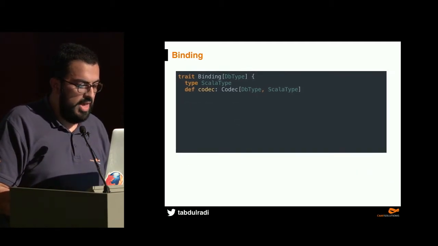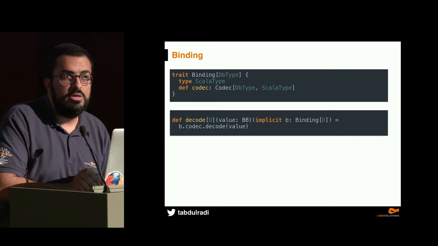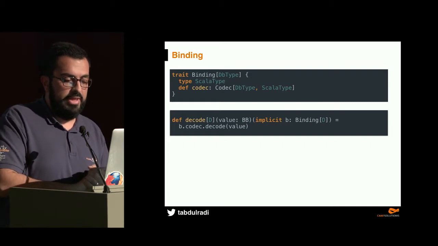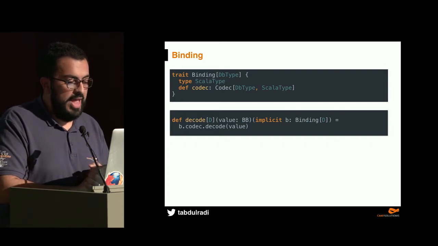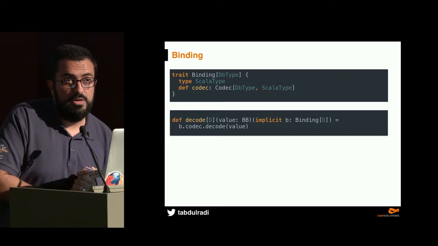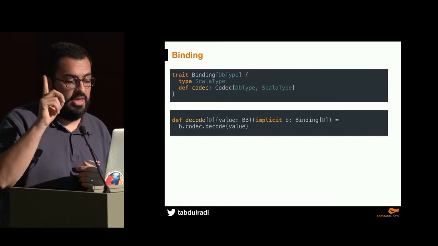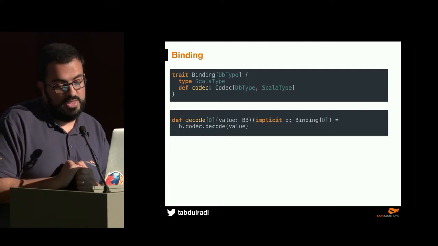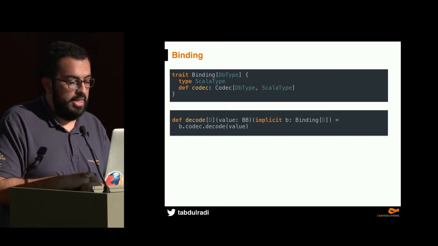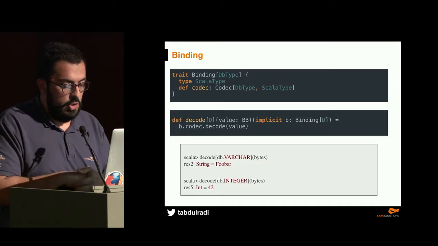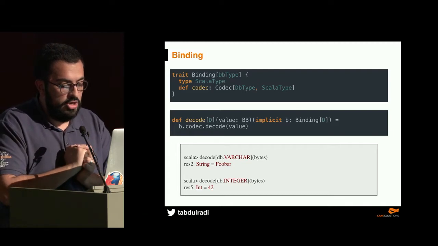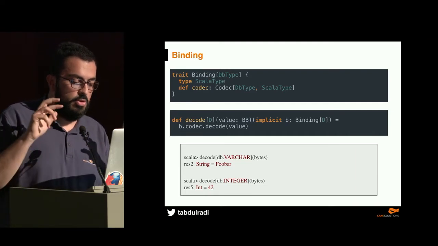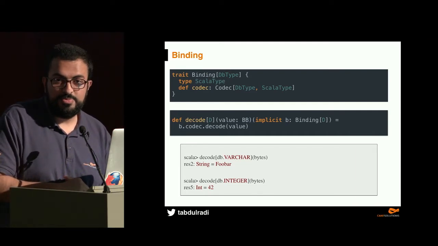Then let's use that. We're gonna redefine our decode function. Instead of using codec directly, we're gonna use binding. So now this decode accepts only one type parameter. Our developer is gonna write one thing, the database type, then give us the byte buffer, and it's the compiler's job to find the correct binding for us. Let's call it. Calling it with a varchar gives you back foobar as a string. Calling it with an integer, db.integer, gives you back an int.